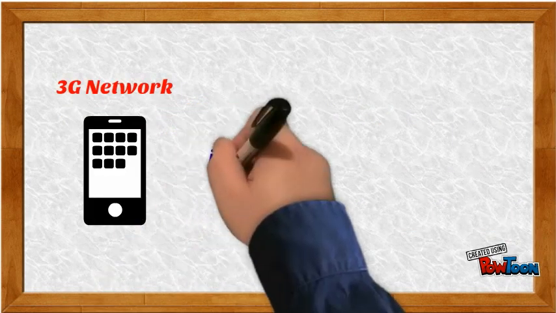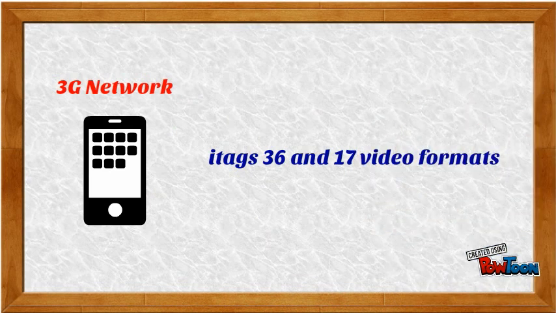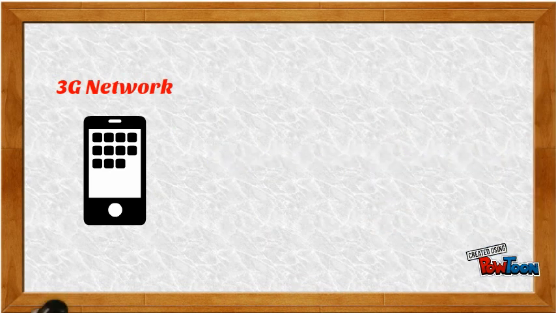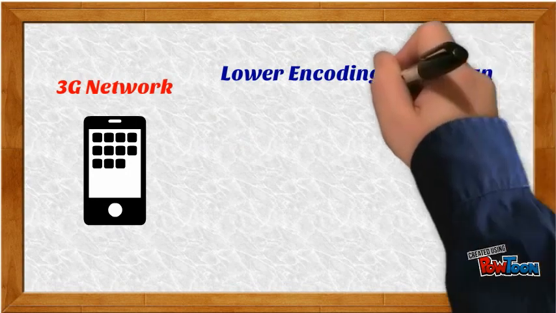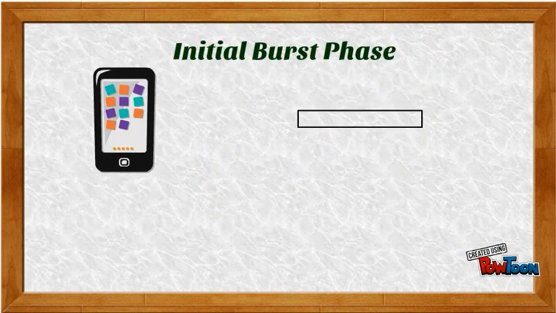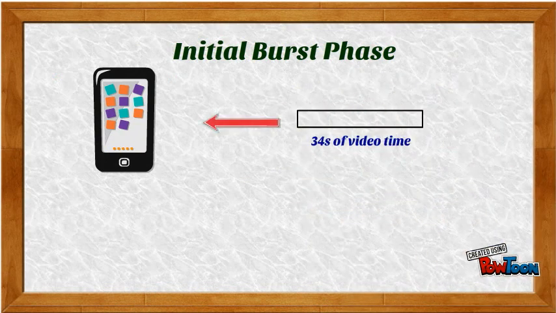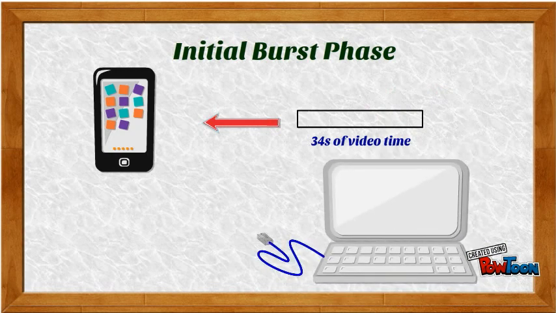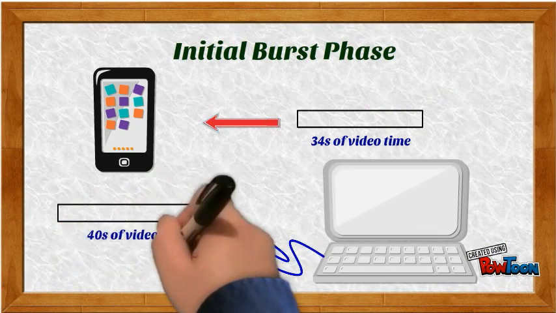Mobile accesses predominantly use iTags 36 and 17 video formats, which have lower encoding rates than iTags 34 and 18. Mobile accesses have on average 34 seconds of video time injected into the player's buffer during the initial burst phase, while accesses through PC with wired connections have an average of 40 seconds of video time injected.